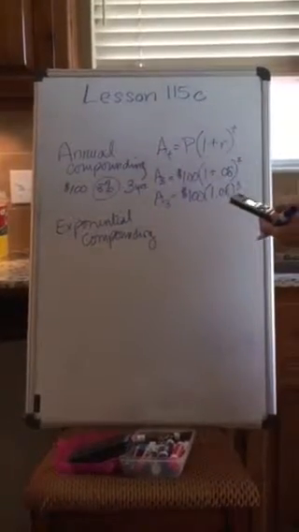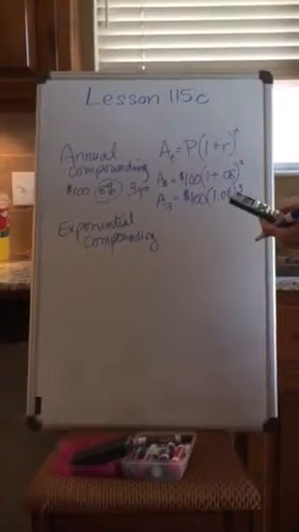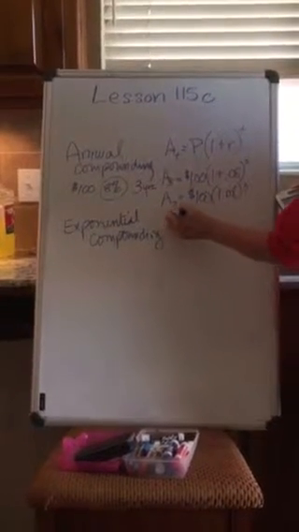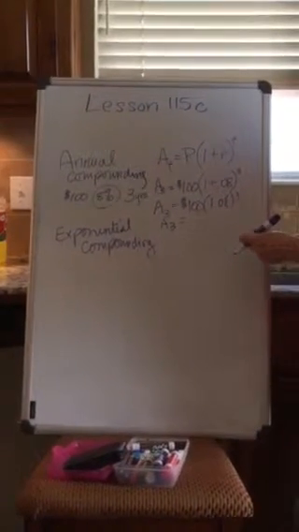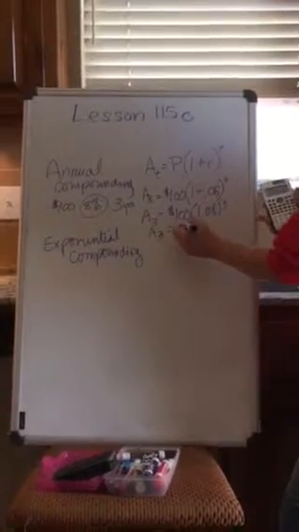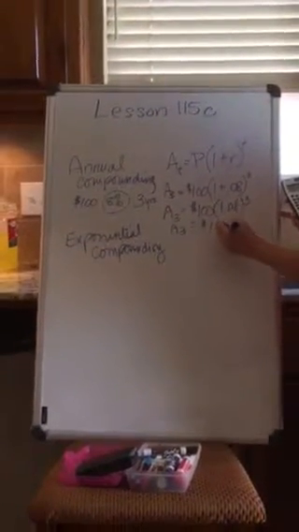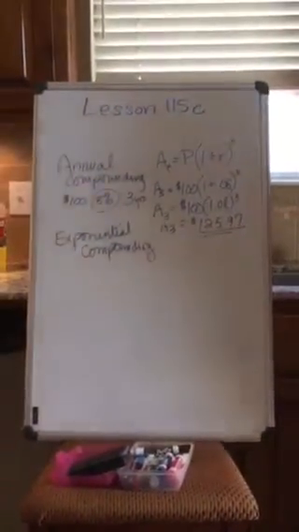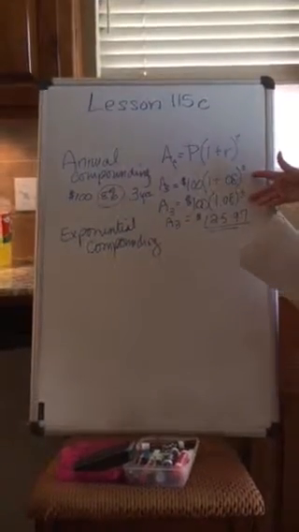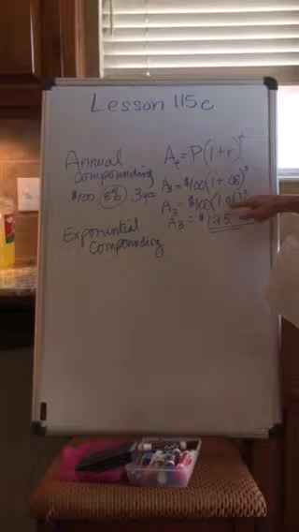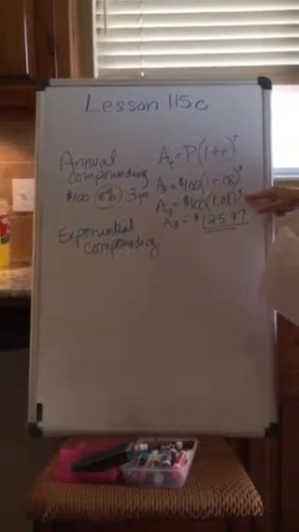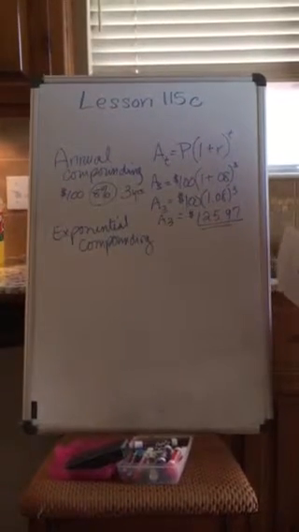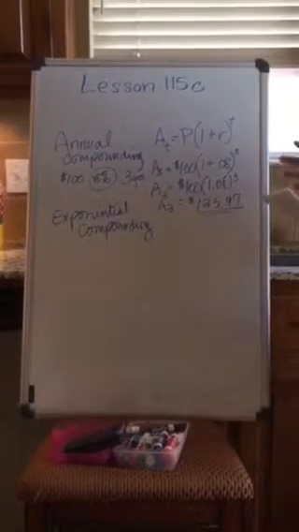So if I cube 1.08, that gives me, rounded, 1.259. So the amount after 3 years is $100 times that, $125.97. If I looked at it after 1 year, it'd be 100 times 1.08, raised to the first exponent, and that would be $108. Now, exponential compounding.